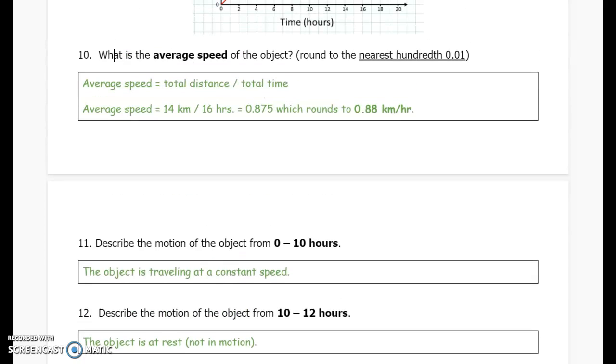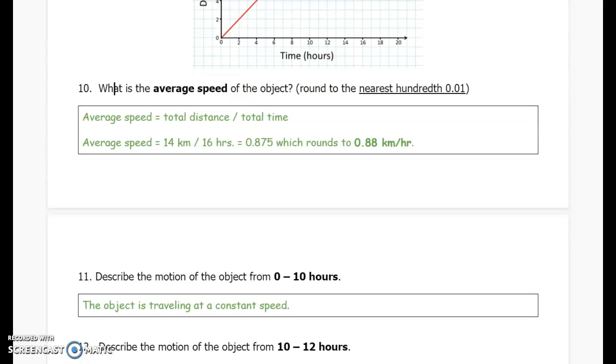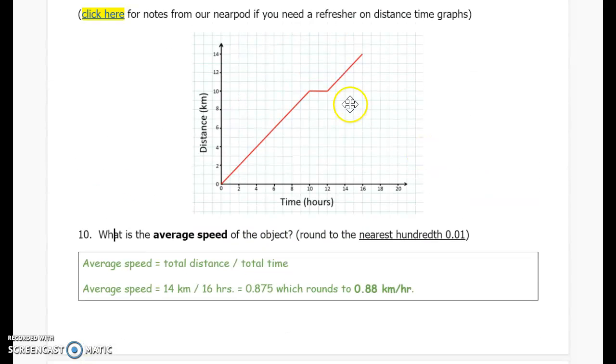Number 12 asks us to describe the motion of the object from 10 to 12 hours. So here we have 10 to 12. We see that now our object has stopped. We know that the object has stopped because it is not at a diagonal anymore. It's a horizontal line. Our distance does not change even though time keeps going on.